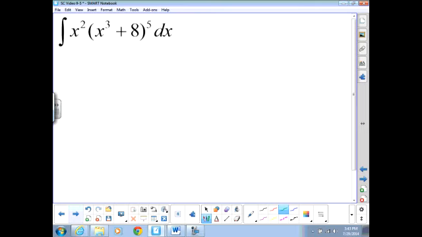So we'll look at a couple more examples. Hopefully at looking at this, you recognize we normally have a plain old x raised to the 5th. Well, now we have x cubed plus 8 raised to the 5th. So that wants to be our u, which means du would have to be 3x squared dx.